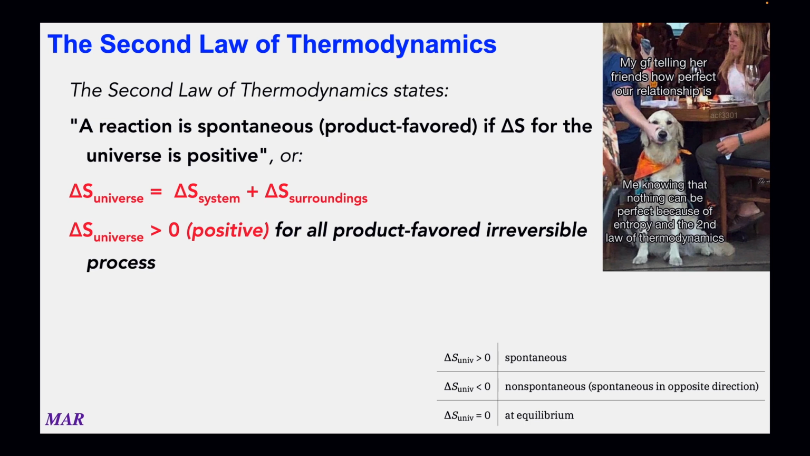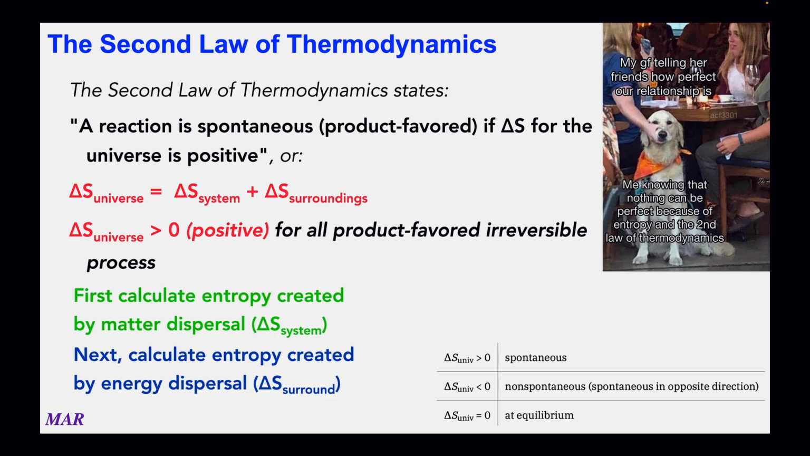So when it comes down to if a reaction will occur or not, calculate delta S of the universe, and if you have a value greater than 0, that reaction is going to occur. So what you would do if you wanted to calculate delta S of the universe, you would first calculate the entropy by the matter dispersal, delta S of the system, and then you'd calculate the entropy of the energy dispersal, delta S of the surroundings. And there are ways to do both of these. We're going to do a slightly different way most of the time in this chapter, but I'll show you an example of how you could actually calculate delta S of the universe if you so desired.